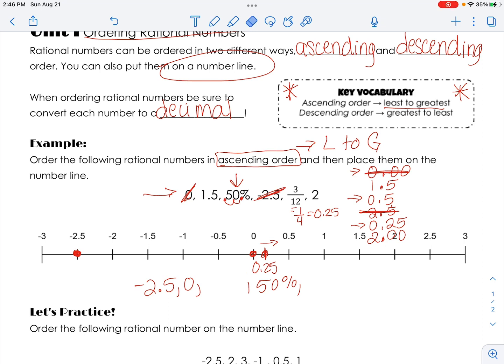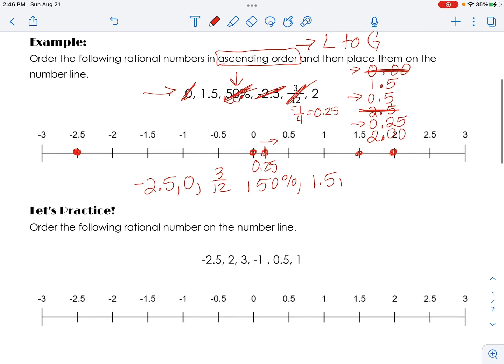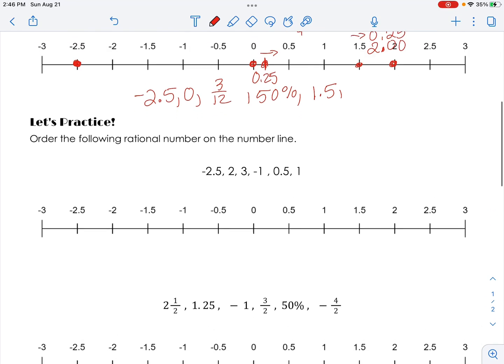The 25 hundredths would be 1/4. Oh, I'm sorry, 3/12. Okay, and then we'll mark those out as we go. We got 50% and the 3/12, and then we have 1.5 and 2. Okay, we are done there. Let's move on to the next practice. Good job, Hawks. All right, let's practice.